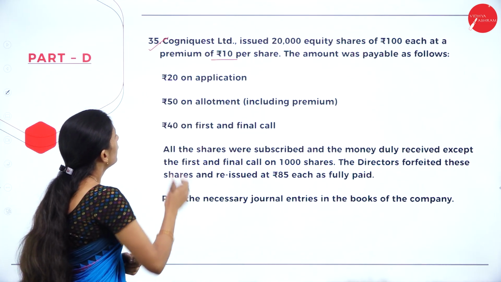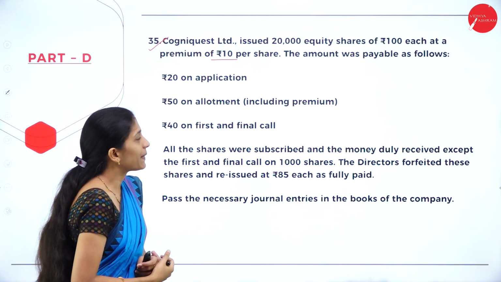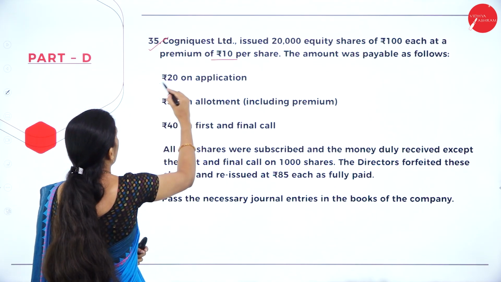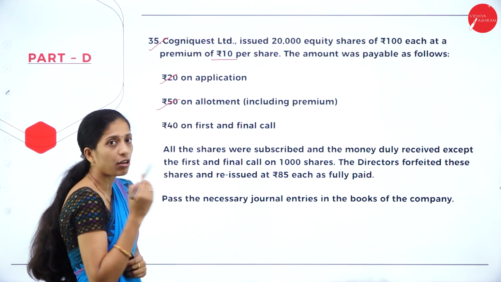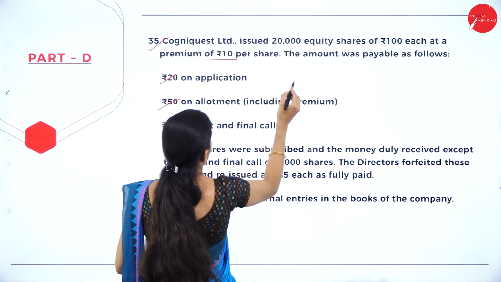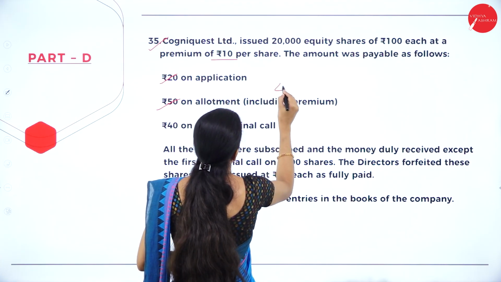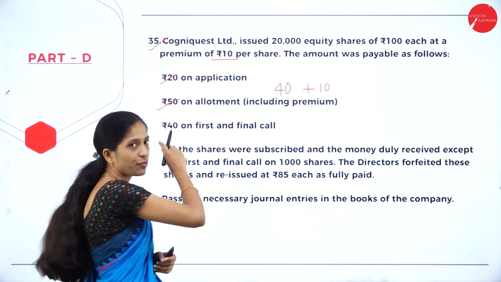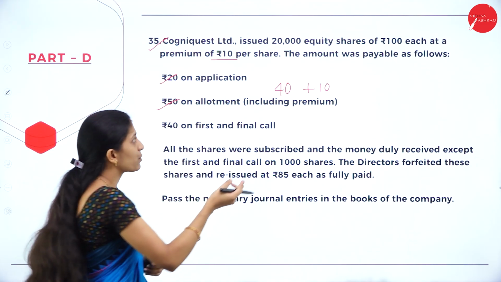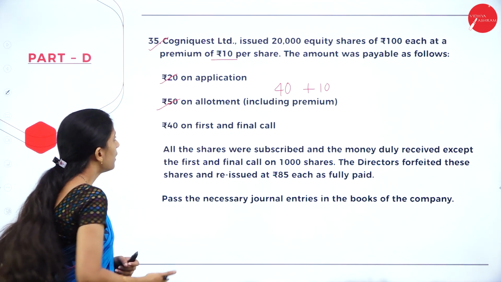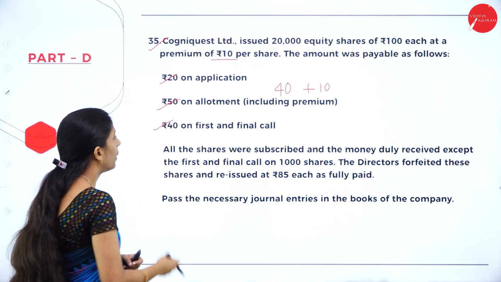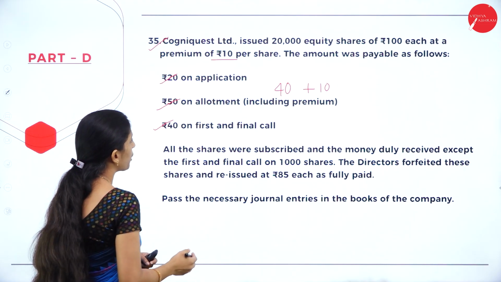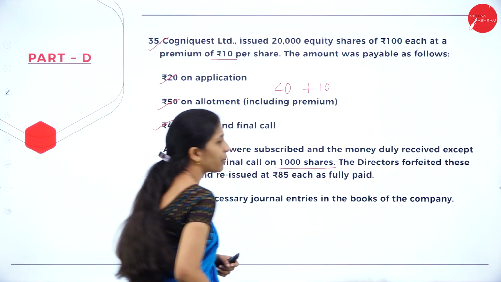So this issued 20,000 equity shares of ₹100 each. That 100 is divided into 20 on application, 50 on allotment including premium. Premium is how much? ₹10. So it will be 40 plus 10, so this 50 rupees includes premium also. Next, 40 on first and final call. All the shares were subscribed and the money duly received except on first and final call on 1,000 shares.